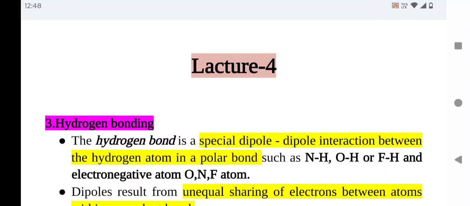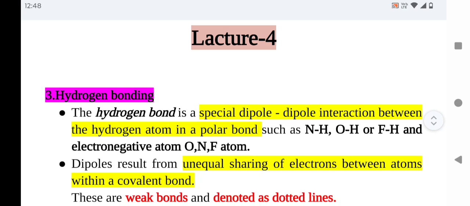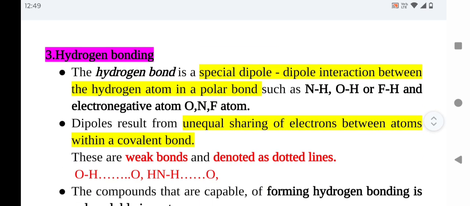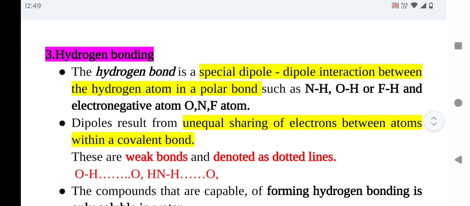Lecture 4, Hydrogen Bonding. The hydrogen bond is a special dipole-dipole interaction between the hydrogen atom in a polar bond, such as nitrogen-hydrogen, oxygen-hydrogen, or F-H, and an electronegative atom, O or F. Dipoles result from unequal sharing of electrons between atoms within a covalent bond. These are weak bonds and denoted as a dotted line.